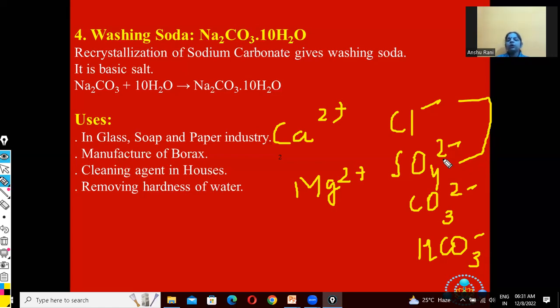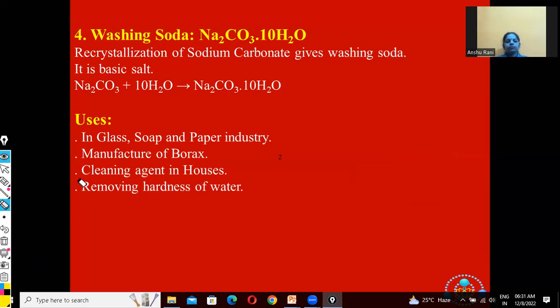In that case, we need to use an ion exchanger. In an ion exchanger, we exchange calcium ion for sodium ion. In that, we use sodium carbonate to remove the permanent hardness of water.